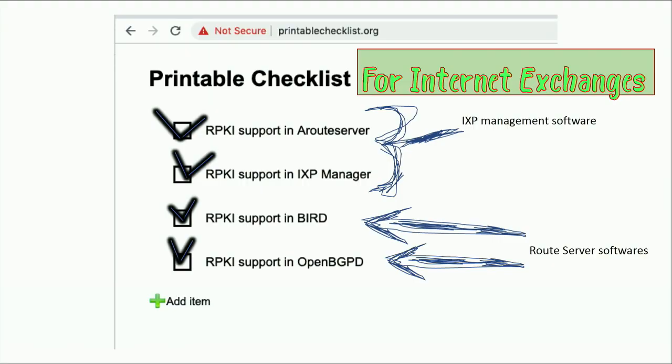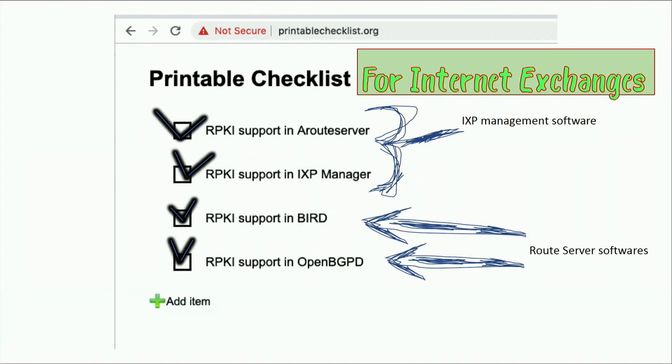Another thing we should cover briefly: if you are an internet exchange, or if you're connected to an internet exchange, you should be aware that there's virtually no argument for internet exchanges to not do origin validation. If we look at the available software, there's RPKI support in ARouteServer, and there's RPKI support in IXP Manager. Both are tools that are used either separately or in conjunction to orchestrate operations around internet exchanges. Then you have RPKI support in BIRD, a popular route server implementation, as well as in OpenBGPD.